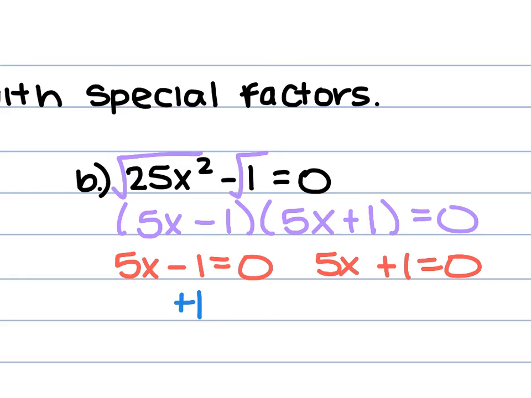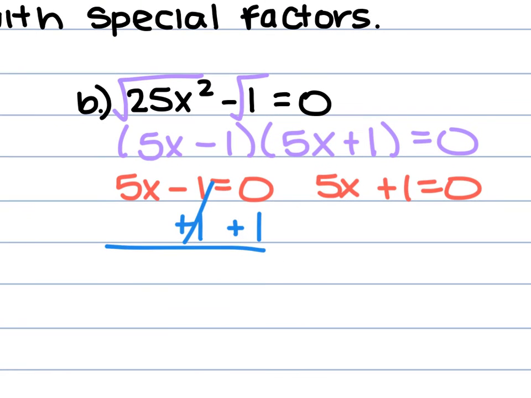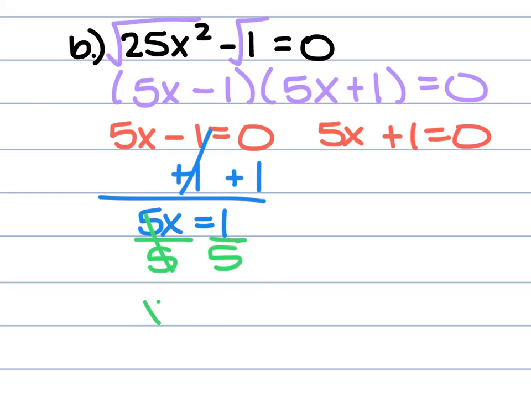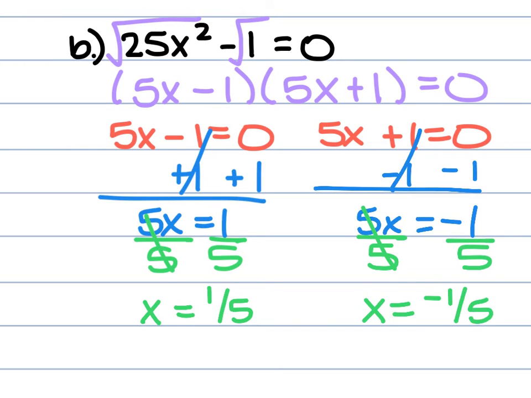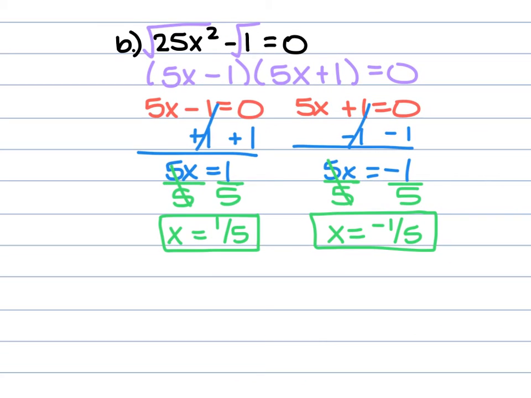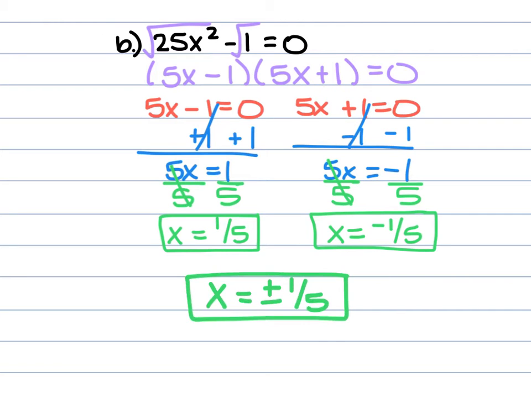Solve for x. Add the 1. You get 5x is equal to 1. Then we're going to divide by 5 to get x is equal to 1/5. For the other, we would have subtracted the 1 from each side. We get 5x is equal to negative 1. Then we are dividing each side by 5. We get x is equal to negative 1/5. So we have x is equal to 1/5 and negative 1/5. You could have also written this as x is equal to plus or minus 1/5. They're the same thing.